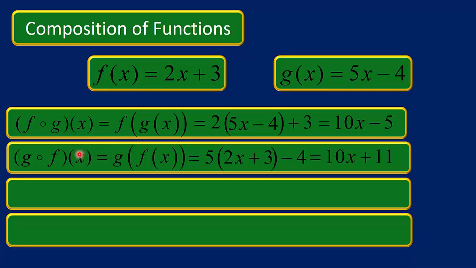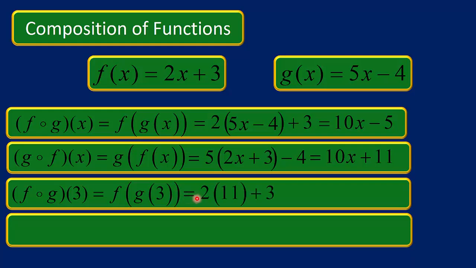Now we could also put in numbers in here. See, f of g of 3. Now, I could just put the 3 in up here because we've already found that f of g of x is 10x minus 5. And that would be, put in the 3 here, and that would be 30 minus 5. But let me go ahead and do it the long way.